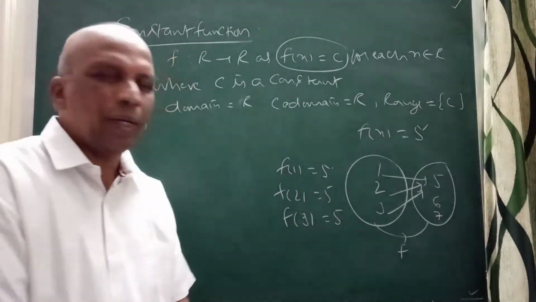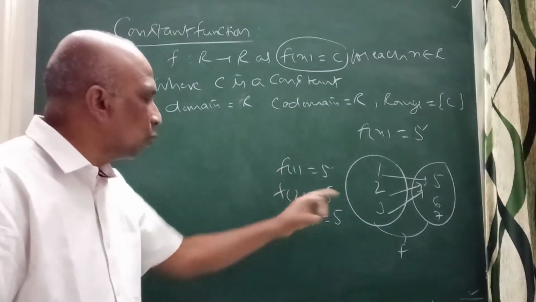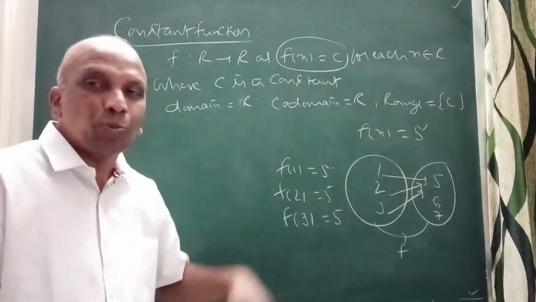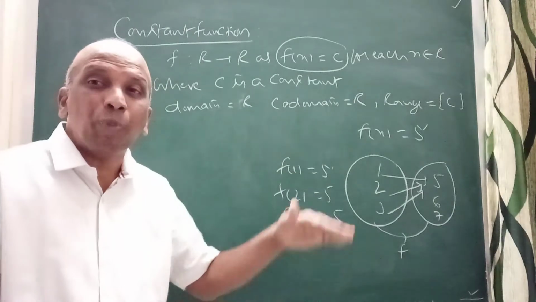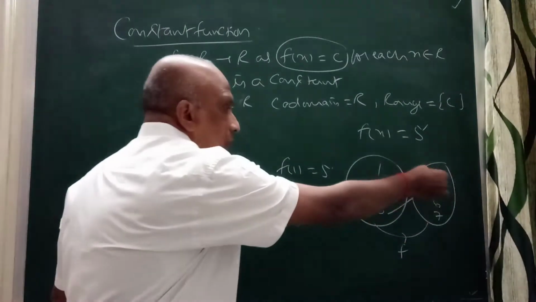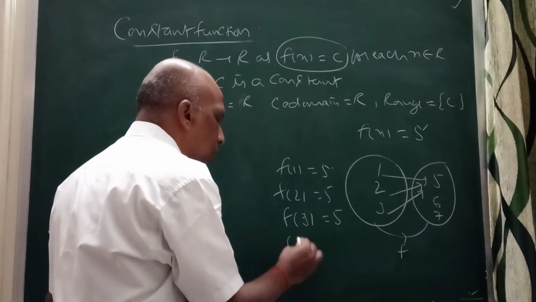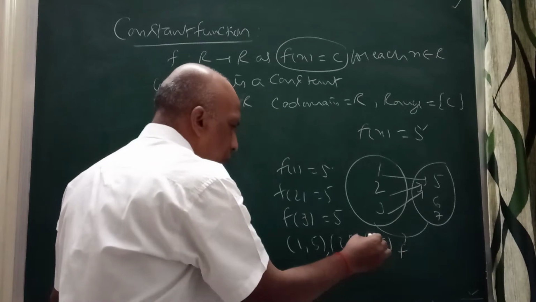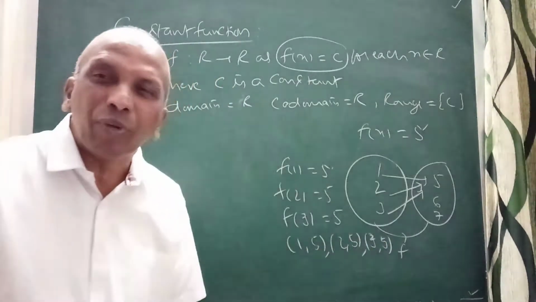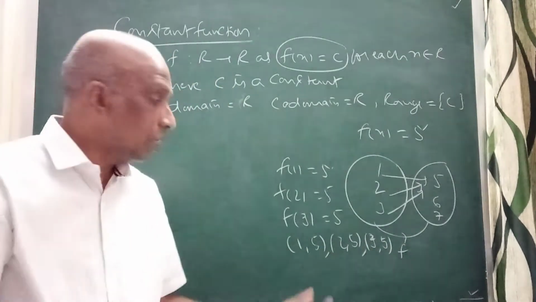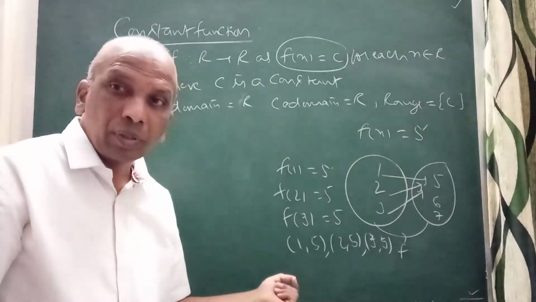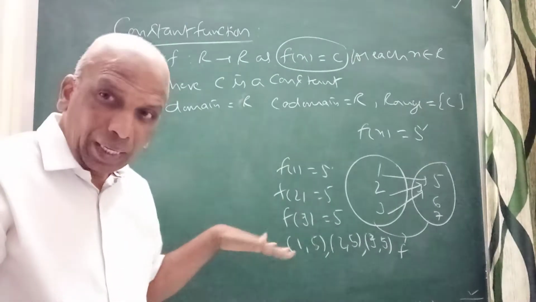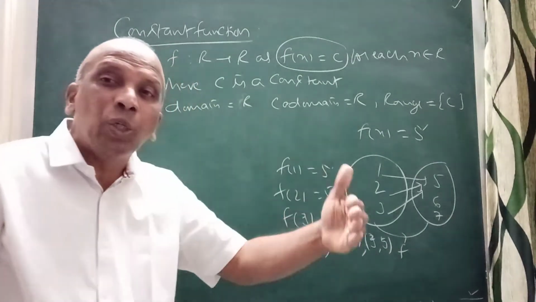f of x is equal to 5. You can observe here 1, 5, 2, 5, 3, 5. These are the points. If we draw the line passing through these points, it gives a line which is parallel to the x-axis. Why? Because this value is the same. You make coordinate points 1, 5, 2, 5, 3, 5, right? In all the points, the y coordinate is fixed. When the y coordinate is fixed, these points are collinear, on the same line. So a line passes through these points which is parallel to the x-axis.